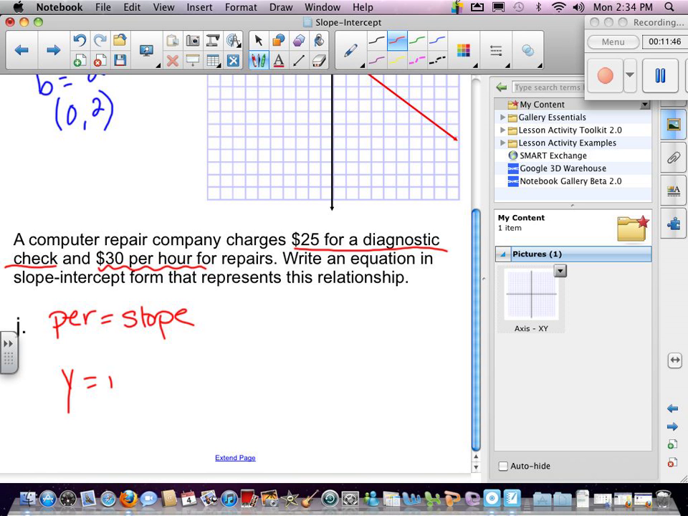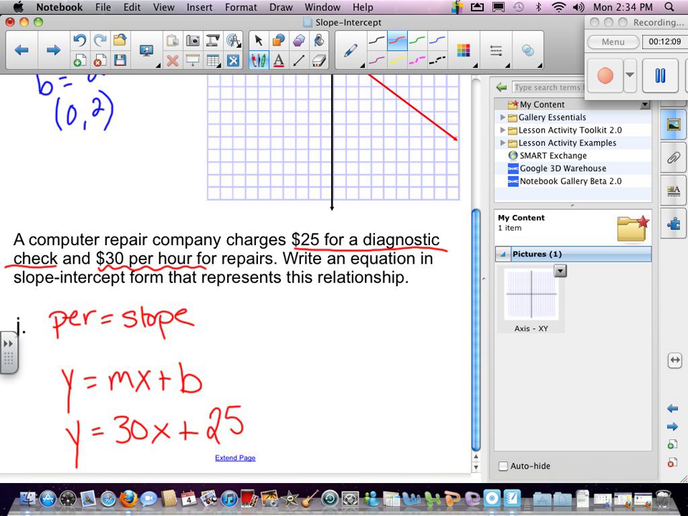So in this equation, y equals mx plus b, 30x plus, then what's the y-intercept going to be? The y-intercept is like a flat fee. It's something that we're going to get charged no matter what. And in this case, that $25 is a diagnostic fee.